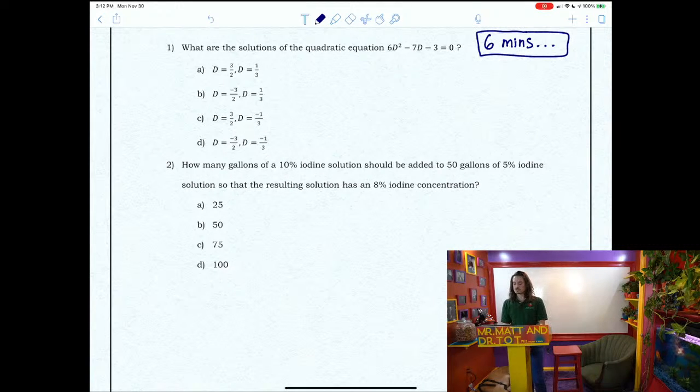Number 1 is, what are the solutions of the quadratic equation 6d squared minus 7d minus 3 is equal to 0? And number 2 is, how many gallons of a 10% iodine solution should be added to 50 gallons of a 5% iodine solution so that the resulting solution has an 8% iodine concentration? So I'll give you 6 minutes and I'll update the time per minute.